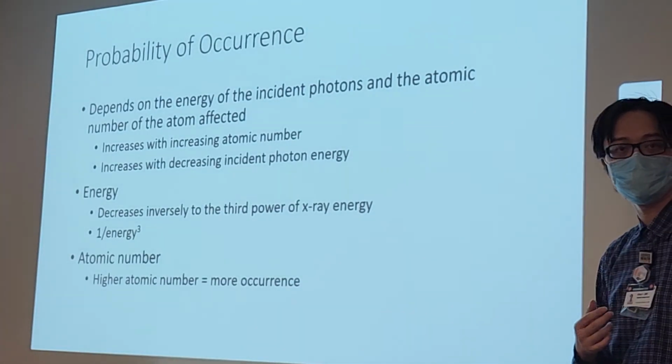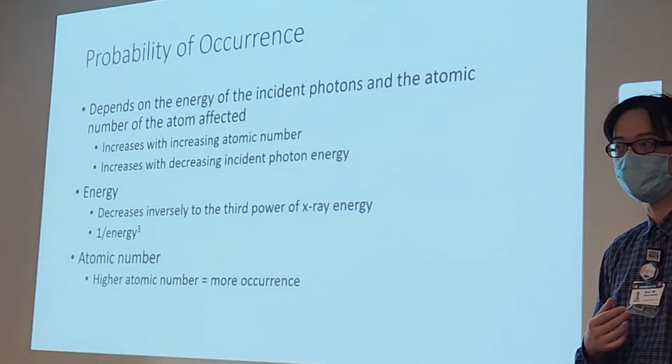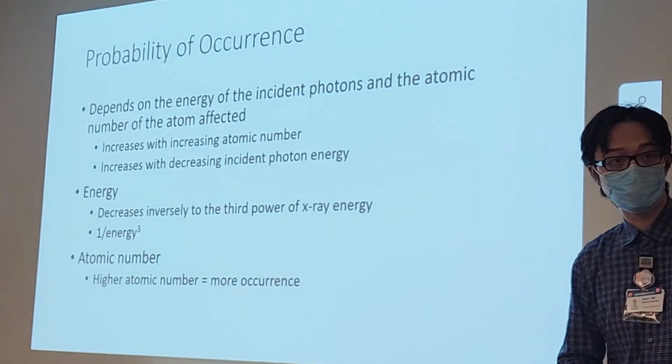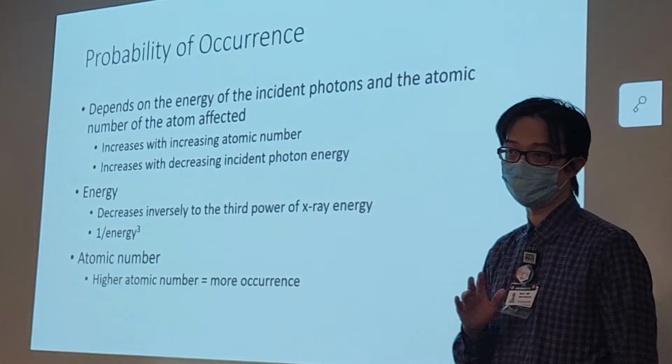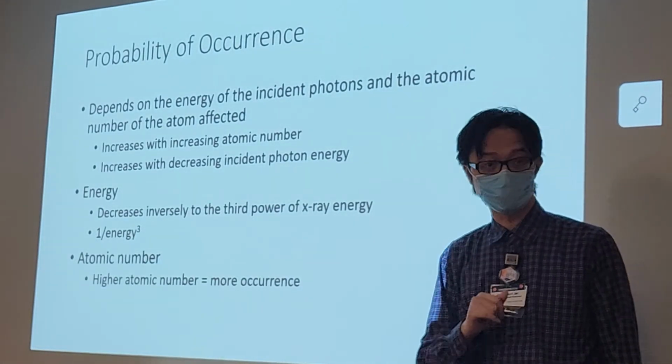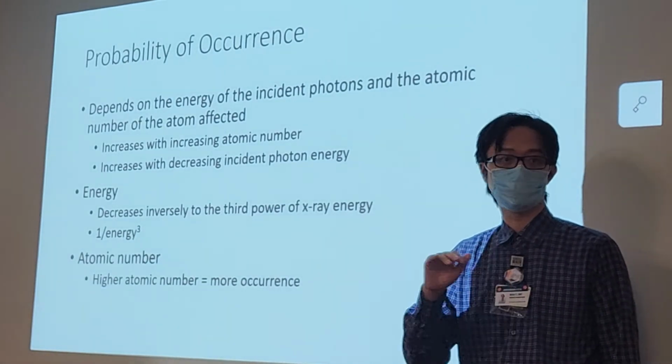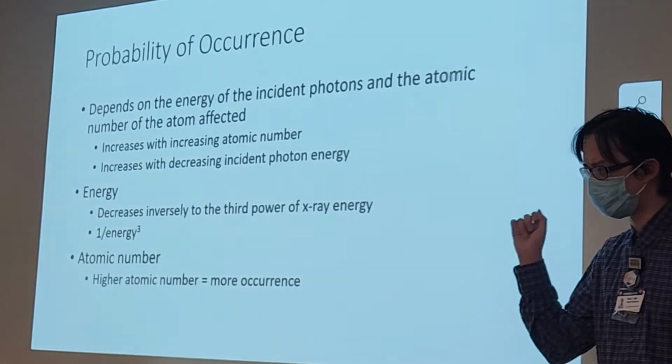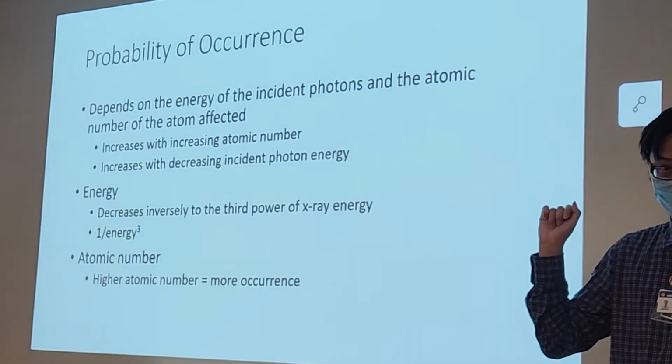How do we measure something's atomic number? In the book you'll see some estimations of different tissue atomic numbers, such as soft tissue versus bone. We might also have a slide later on with that.